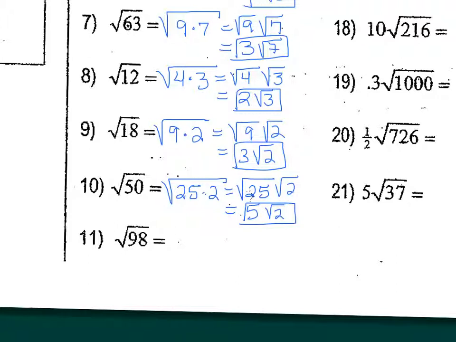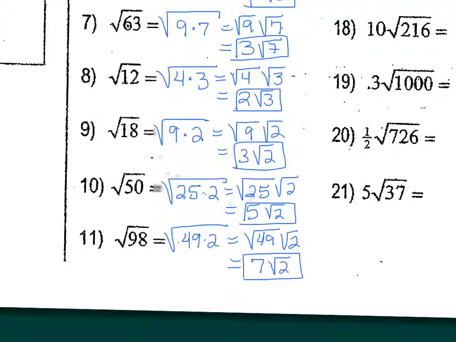Awesome. Now 98. Any of you know which is the greatest perfect square that goes into 98? Okay, let's check with the calculator. The factors are 49 times 2, and the square root of 49 is 7, right? Great. So 7 square root of 2.